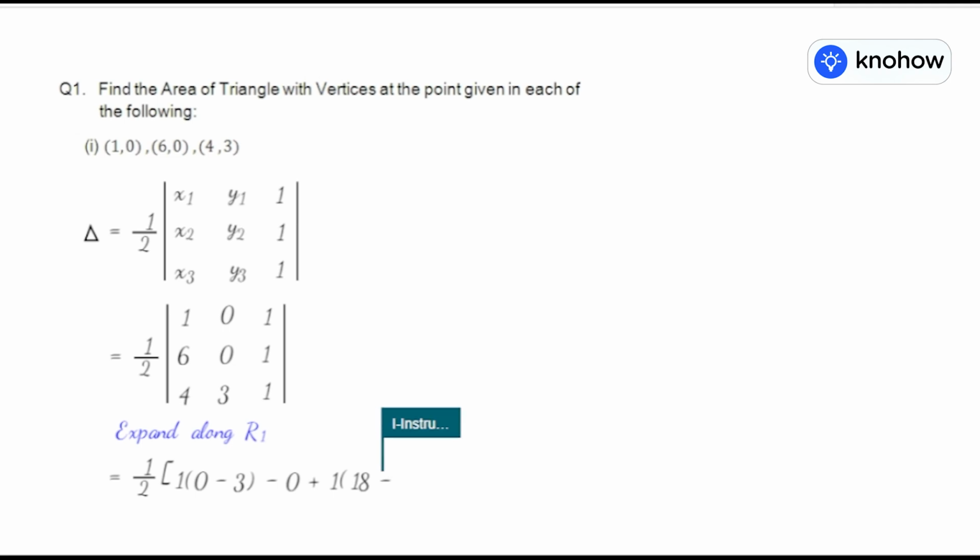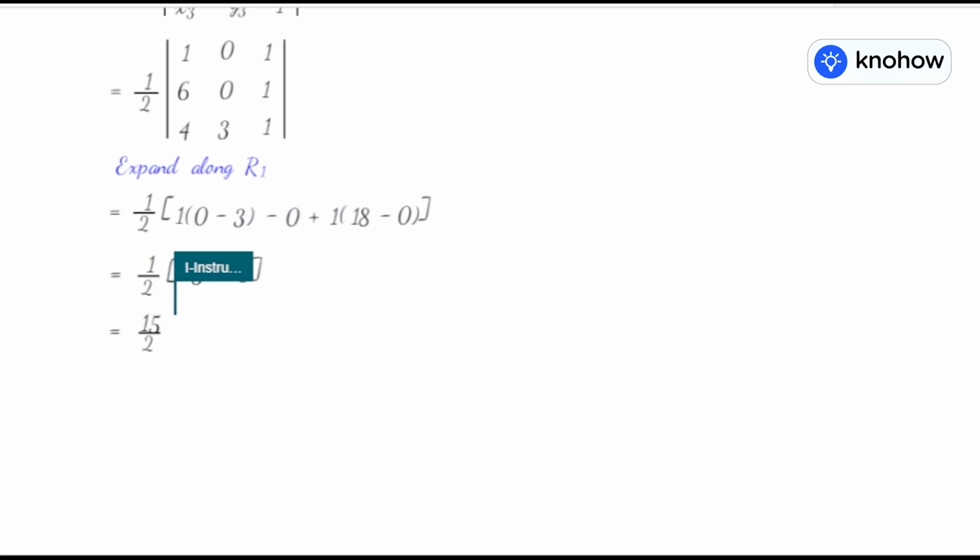So you get half outside, you get minus 3 and plus 18, that is 15 by 2, and you should write, because it is area of triangle, 15 by 2 square units. That you should write. Now take the second part.